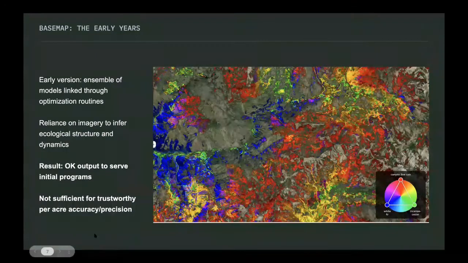Yeah. So here's a little bit more of the history of basemap. In our earliest version, we had an ensemble of models that sort of fed off one another, but were somewhat independent in how they were fit, and relied very heavily on just imagery inputs to predict the structure, species composition, and species mixtures. And the final result was definitely something we're incredibly proud of and felt confident making decisions off of, but had relatively low precision. And definitely we saw a lot of ways that we could improve it over time.